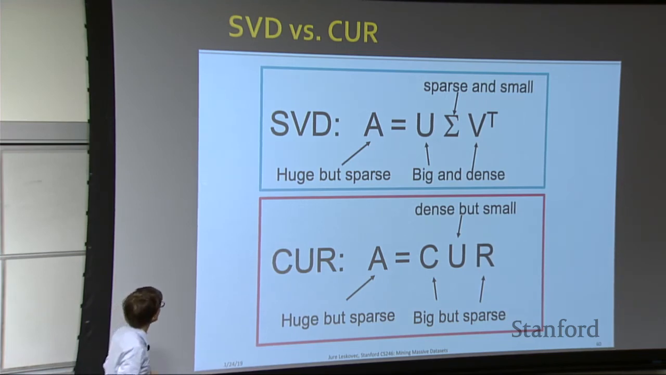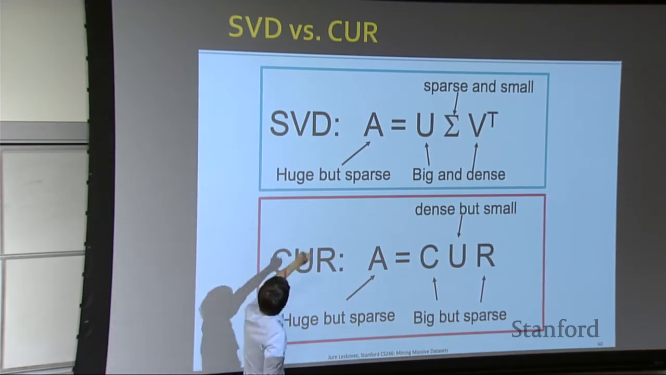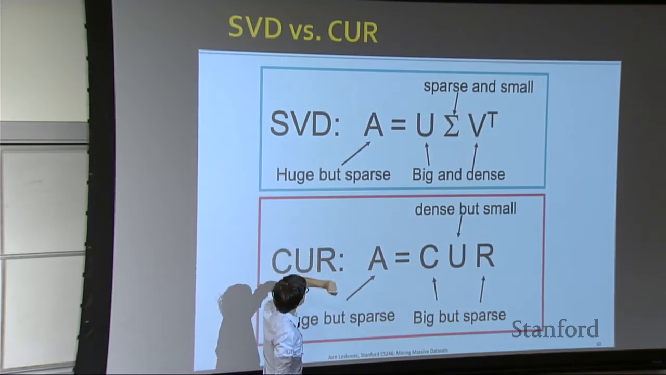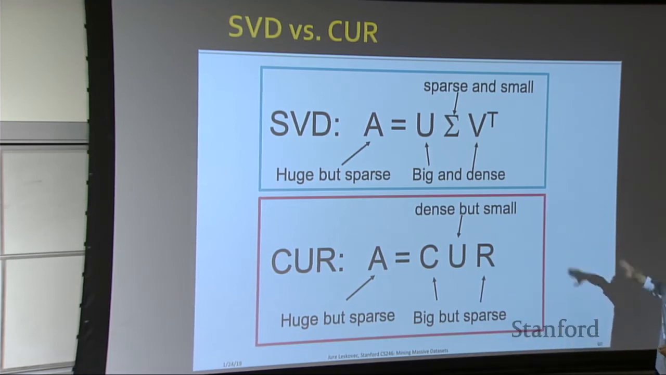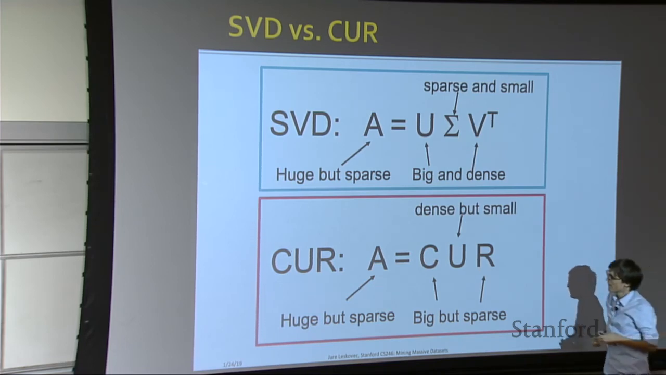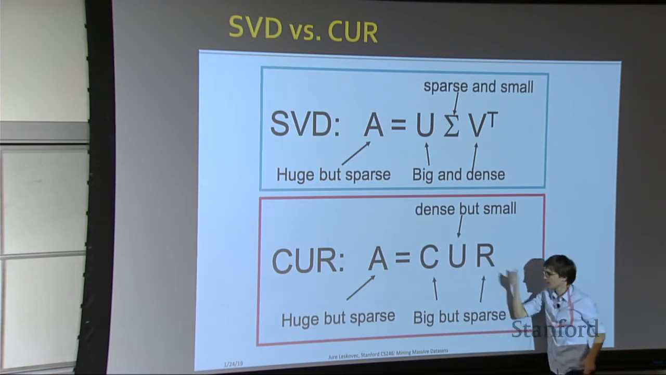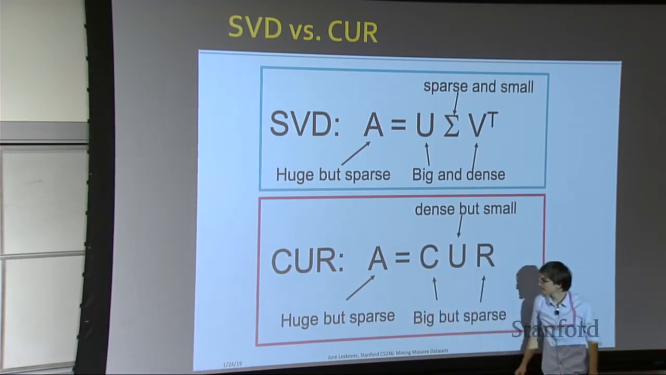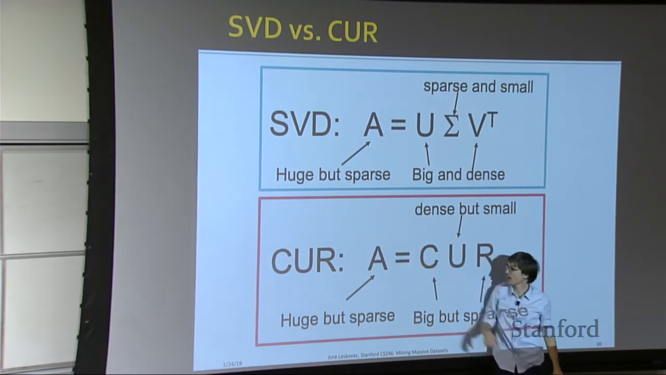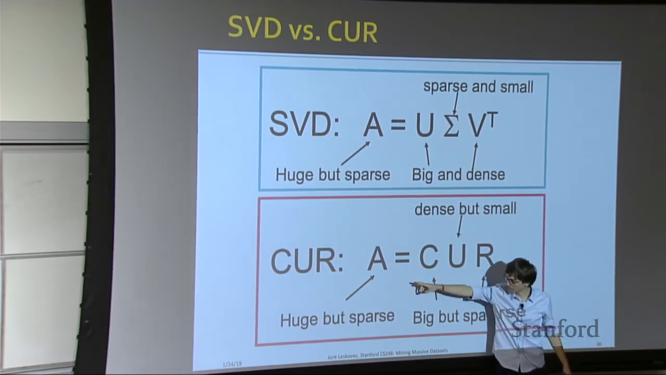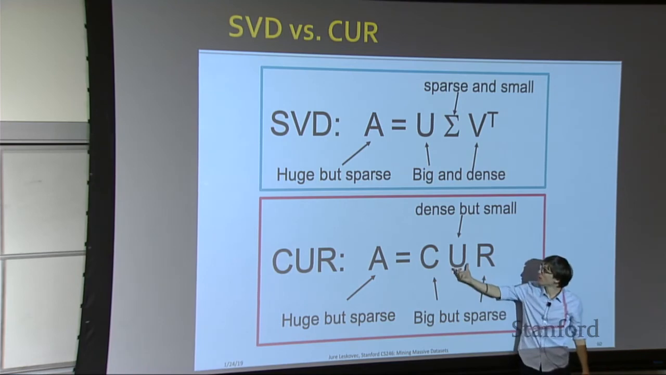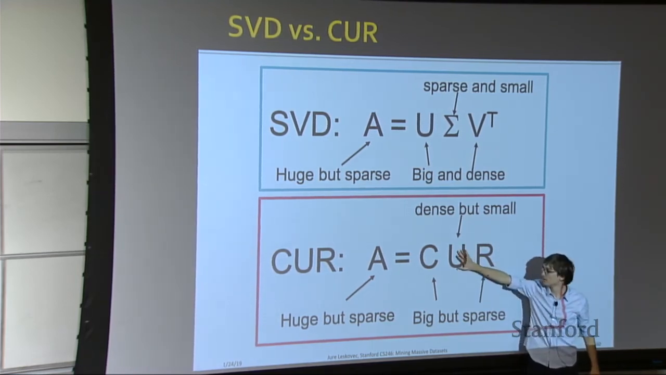So how do the SVD and CUR compare? In SVD, let's say I have a big but sparse matrix A, I can decompose it exactly into 3 matrices, U sigma V transpose, where U is dense and big, V is dense and big, and sigma is sparse, meaning diagonal and small. In CUR, we are decomposing into C, U and R. Again, A is big and sparse. Here I should have an approximate sign. C and R are big but sparse because they are just columns and rows from A, and A is also big and sparse. But U is dense but small. So this is not big, so it's okay.